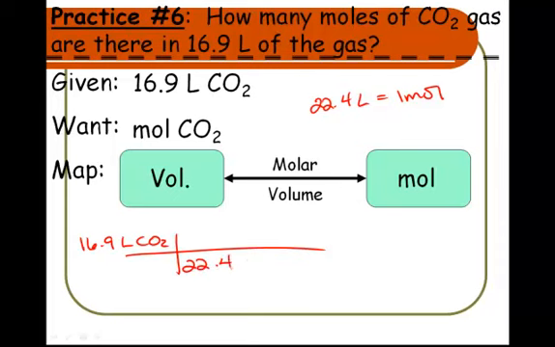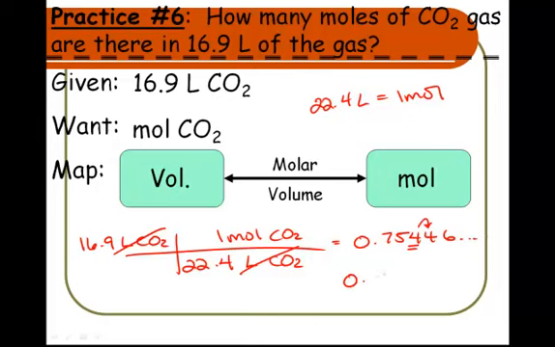Since I want liters to cancel, I'll put 22.4 liters on the bottom and 1 mole on the top. So here I take 16.9 divided by 22.4 and I get 0.75446, etc. 16.9 has three significant figures. So the answer is 0.755 moles of CO2.